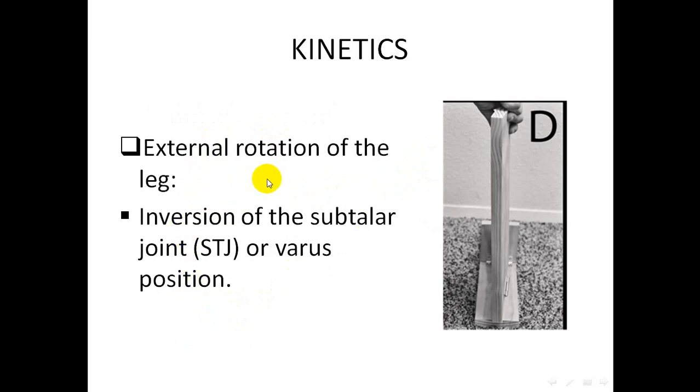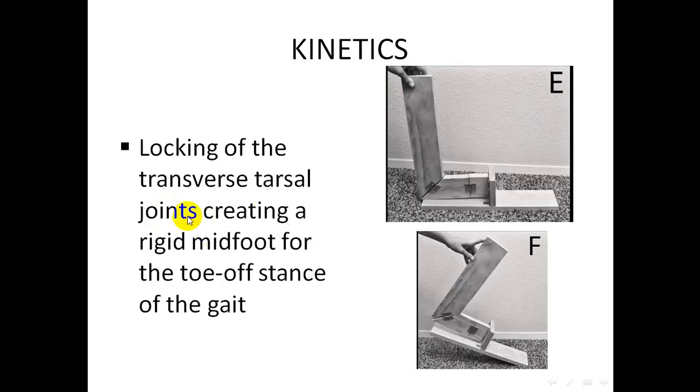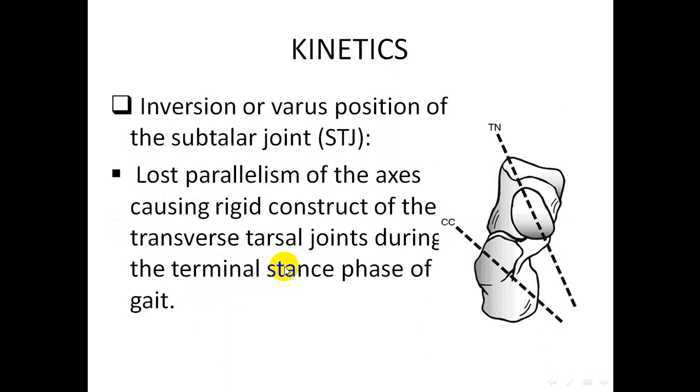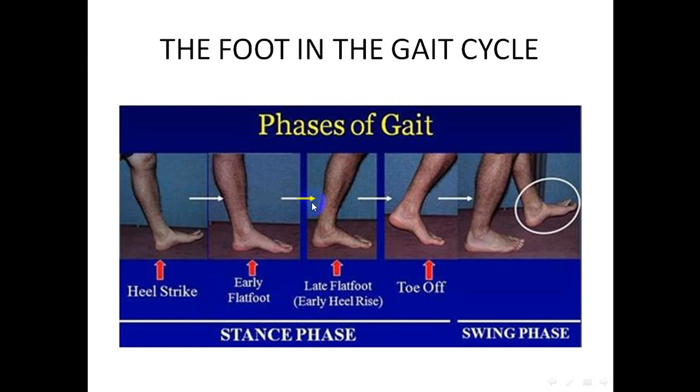On the contrary, external rotation of the leg during knee extension is accompanied by inversion of the subtalar joint or varus position, with locking of the transverse tarsal articulations, creating a rigid midfoot for toe-off stance of the gait. Why locking? Because in this position, their axes have lost their parallelism, and this accounts for the rigid construct of the transverse tarsal joints during the terminal stance phase of the gait.